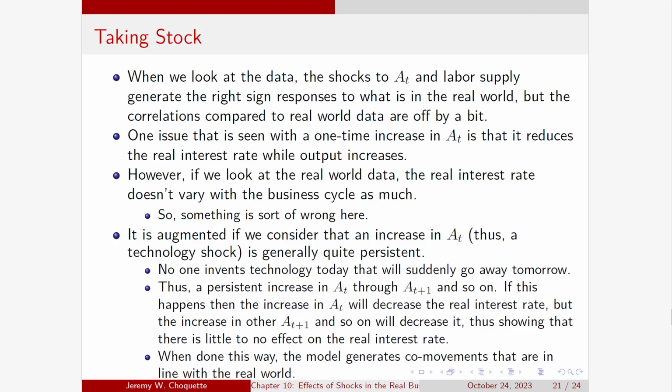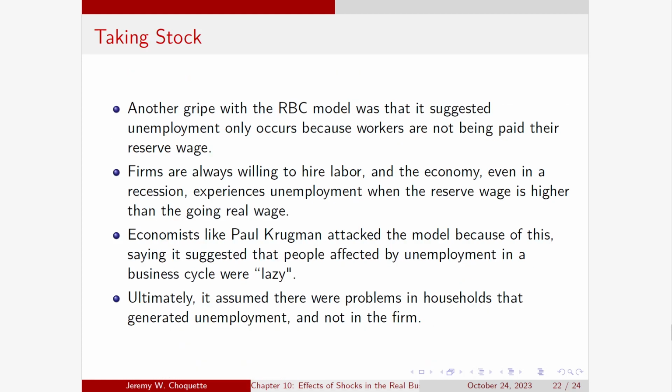It's augmented, though, if we consider that an increase in technology is generally pretty persistent. Nobody's going to invent technology today and then have it suddenly disappear tomorrow. So there's going to be a persistent increase in A_t through A_{t+1} and so on and so forth. If this happens, the increase in A is going to be decreasing the real interest rate, but the increase in the other A_{t+1} and so on will increase it, showing there's little to no effect on the real interest rate overall. And when it's done this way, the model can actually generate co-movements that are a little bit more in line with what we see in the real world.